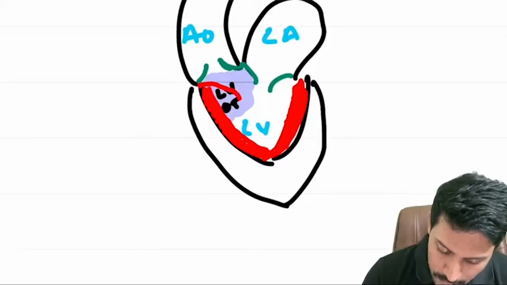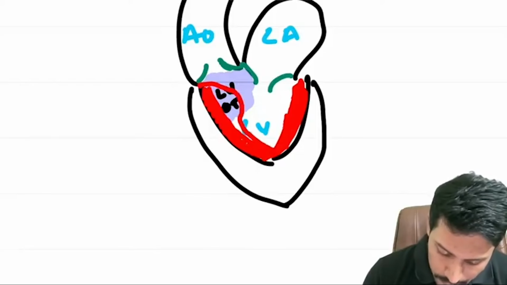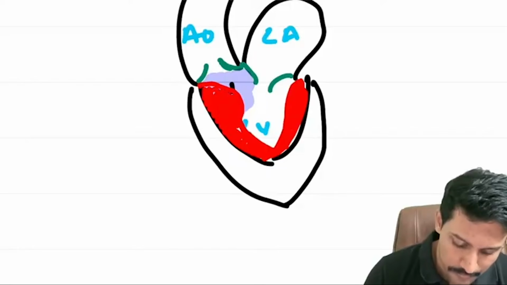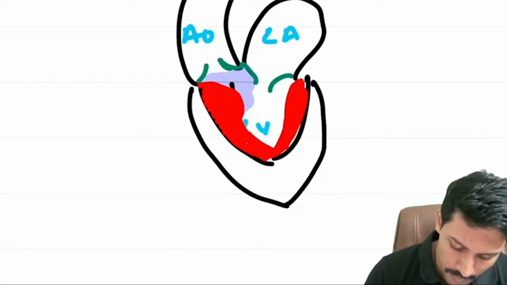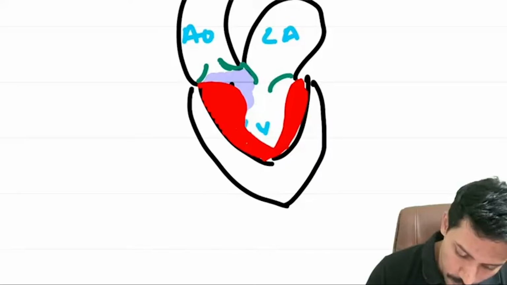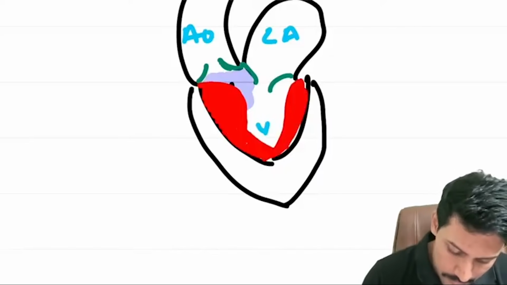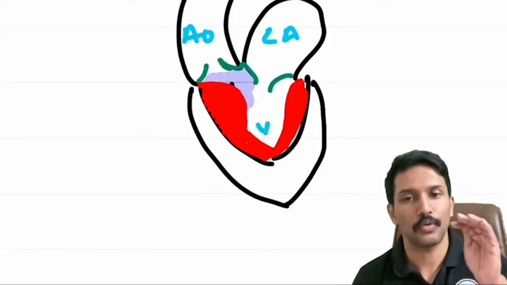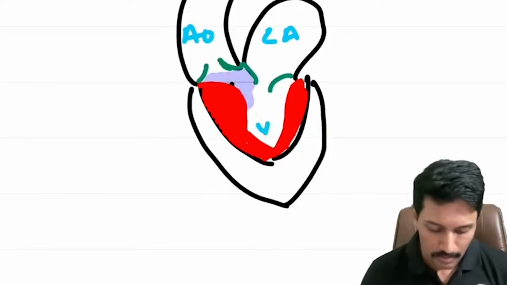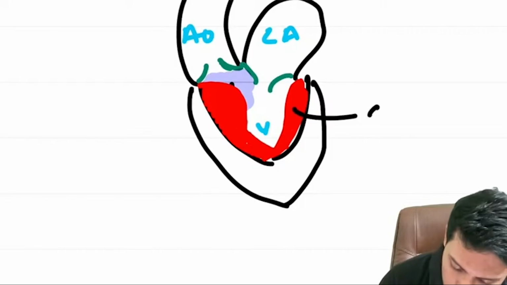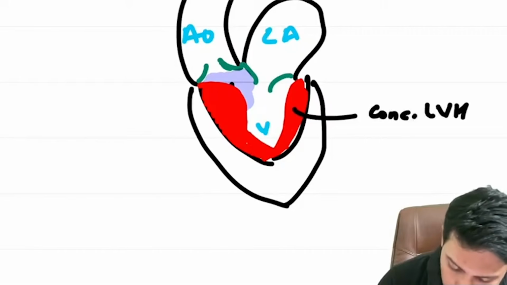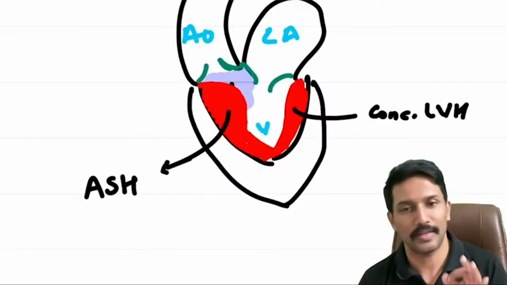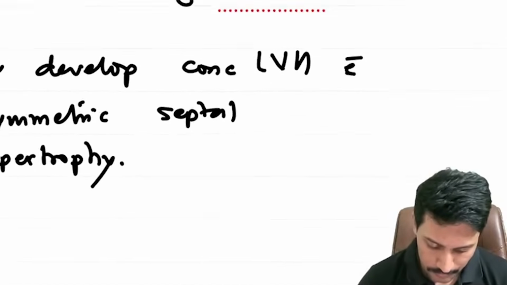It usually hypertrophies more in the left ventricular outflow tract region. And because of this, it will create obstruction of blood from the LV to the aorta. It will start obstructing, right? So what are the changes we are noticing here? One, we are getting concentric LVH with asymmetric septal hypertrophy, usually abbreviated as ASH.